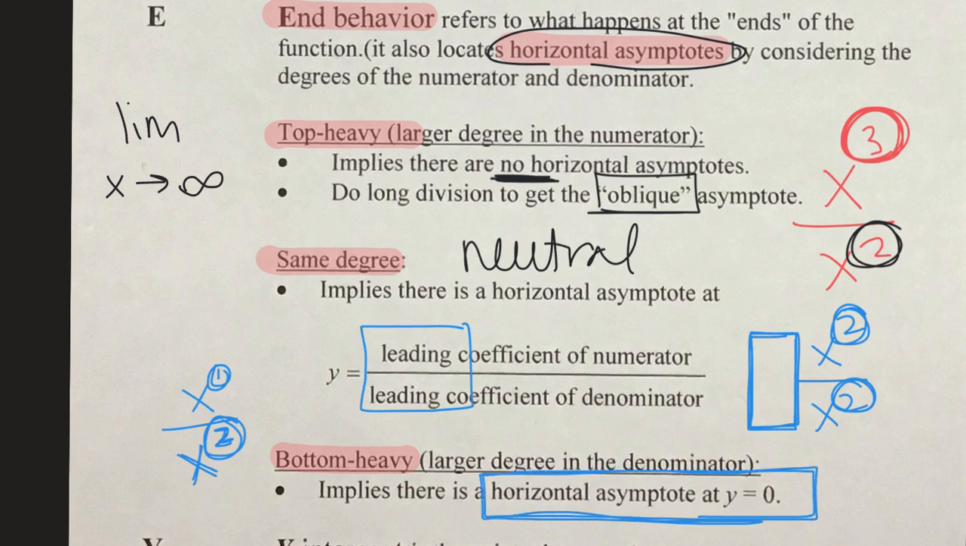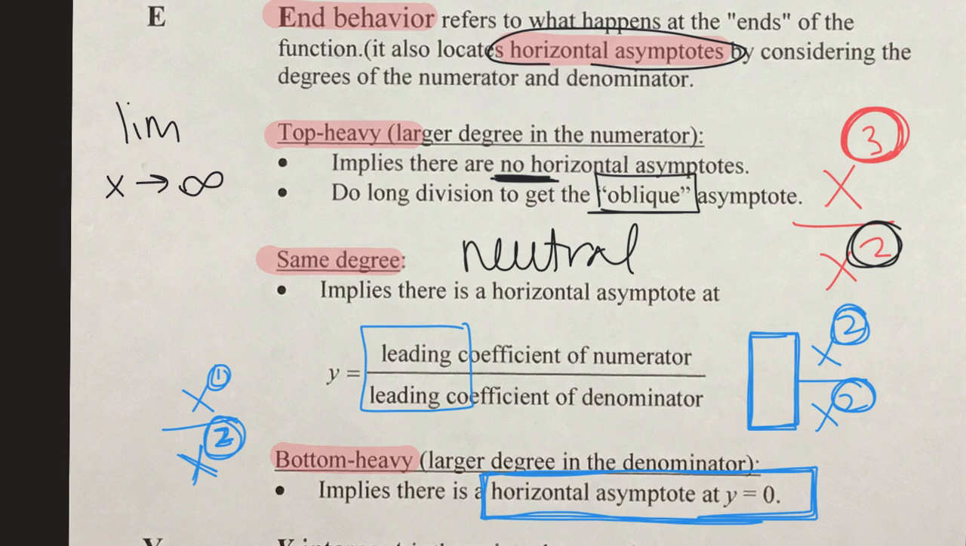Okay, every single time, it's always y equals 0 as the horizontal asymptote. So there's E, your horizontal asymptotic behavior, and then the Y is your y-intercept. You simply plug in 0 and solve for y. Plug in 0 for all the x's, and you're going to get it as an ordered pair.